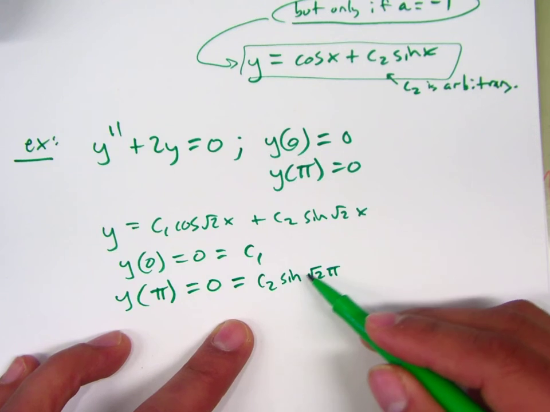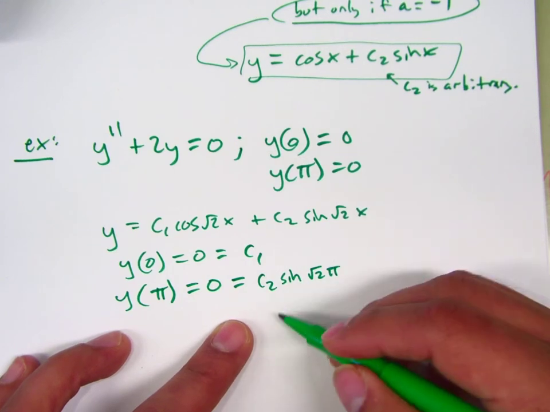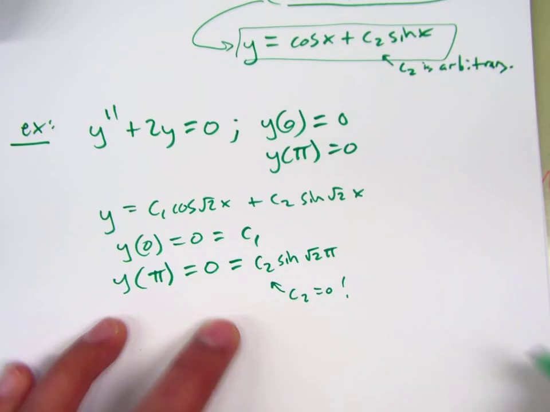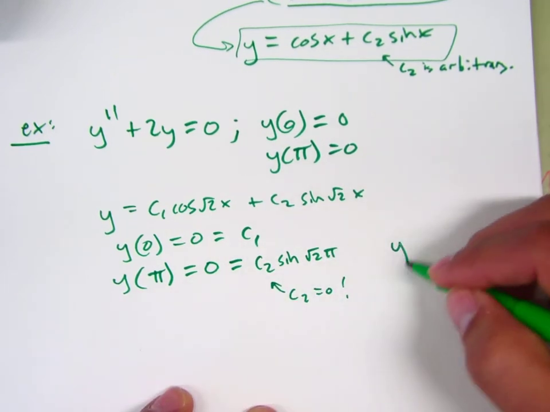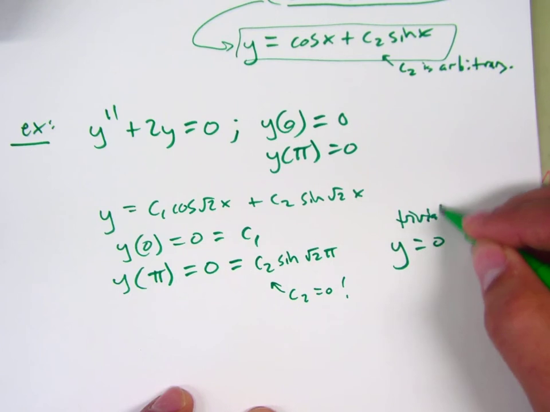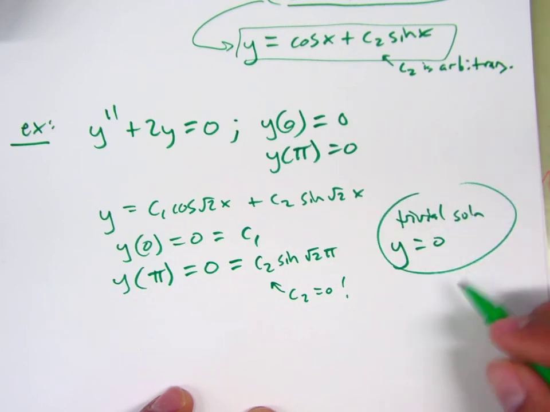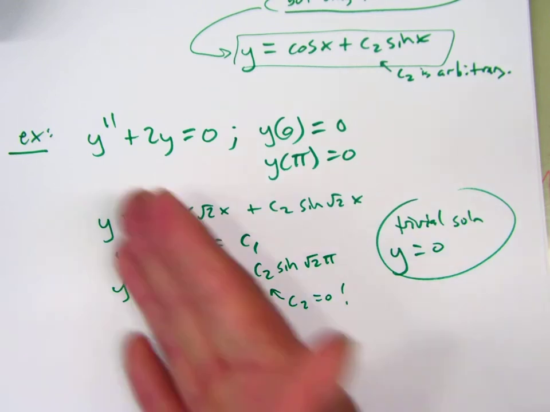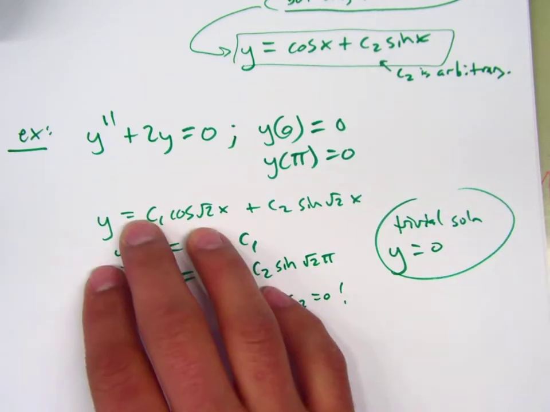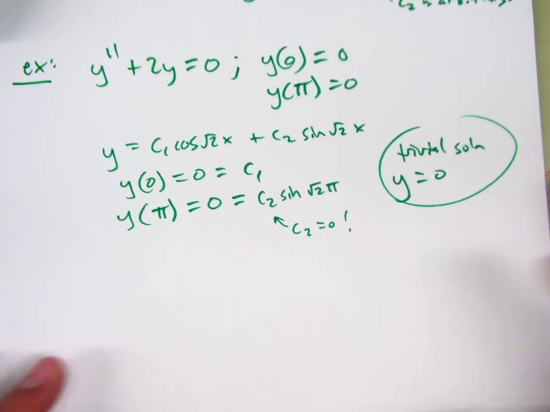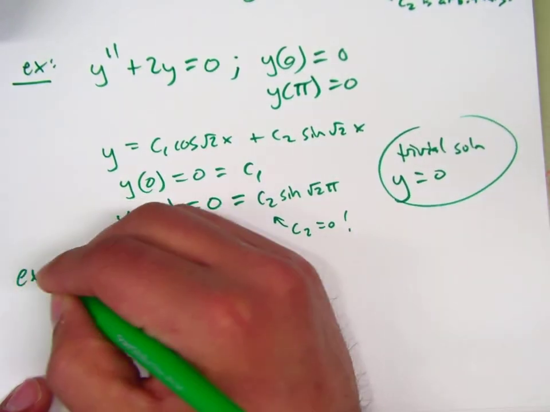Well, sine of root 2 times pi is definitely not 0, right? So that means that C2 has to be 0 too. Does that make sense? And so if both constants are 0, then the trivial solution y equals 0 is the only one that works in this case. We say it's trivial because it's a constant. It's not a cosine and sine equation. It's just y equals 0. Okay. Last example, and then we'll formalize everything a little bit.